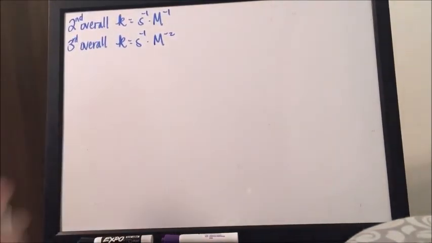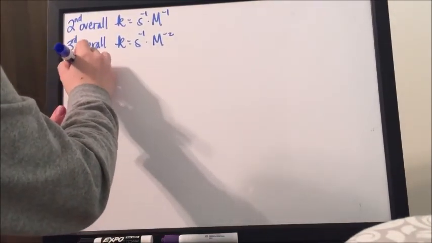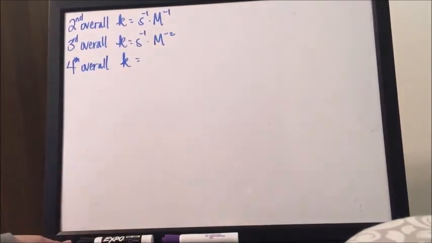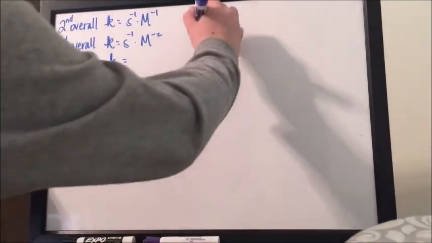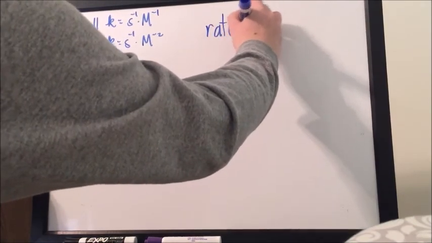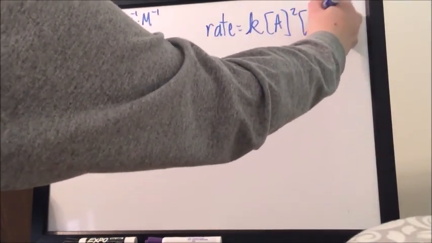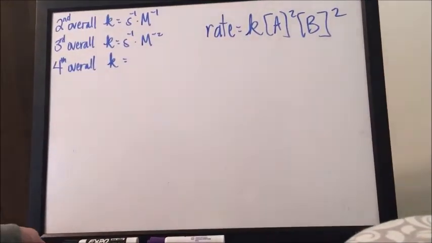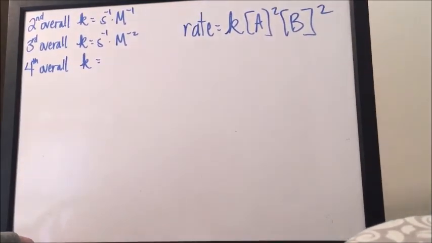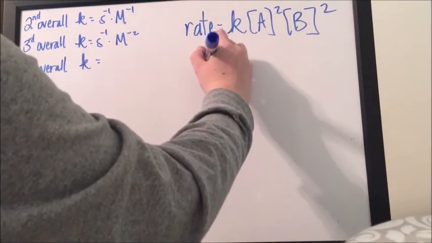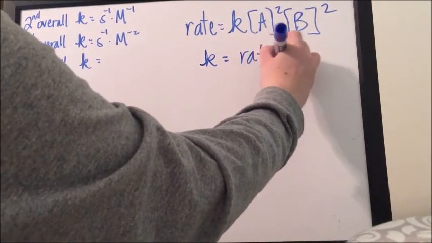Let's do fourth. Any guesses? You might be able to guess. Okay, so let's make something up. Fourth overall, how about a to the second and b to the second? Move my board. It's hard for me to reach. Okay, so solve for K. Take a and b to the other side by dividing.